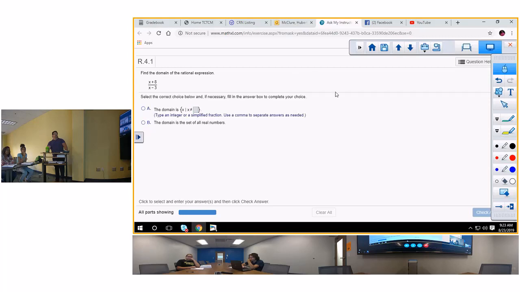Okay, find the domain. Whenever you're finding the domain, and you have a fraction, you have to set the denominator equal to 0. So go ahead and do that. Set the denominator equal to 0. That should be pretty simple.